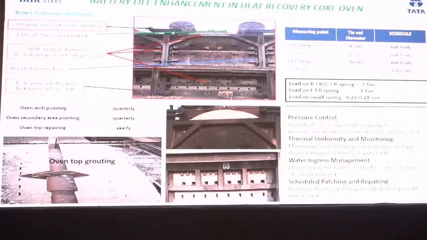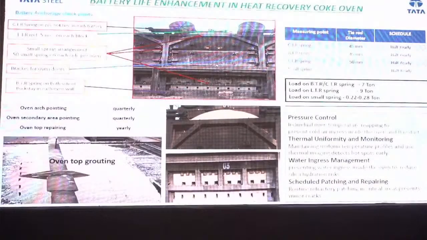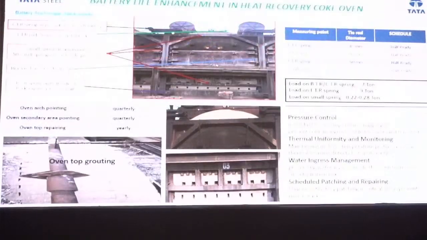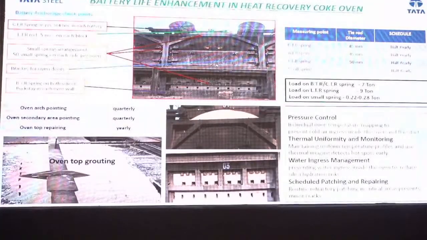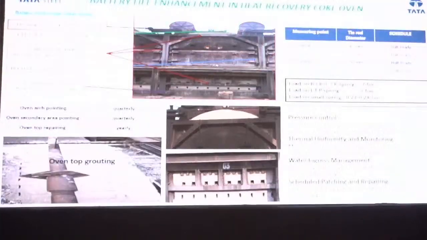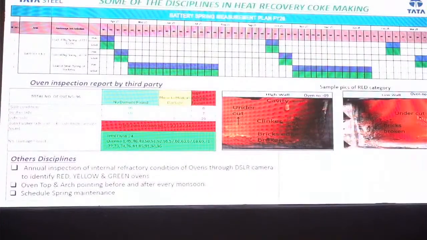This is mainly the battery maintenance arrangement. The spray is LTR, CTR, and PTR, and this is the maintenance time frame in a year. Every year, before monsoon, we also grout the oven top to ensure that no water ingress from the top of the oven.